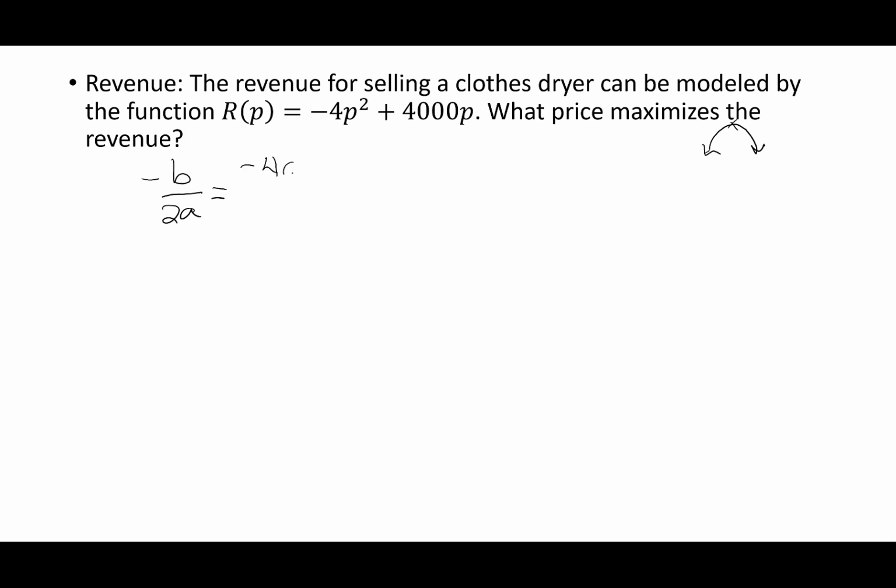So I have negative 4,000 over 2 times negative 4. I have 4,000 over 8. So I canceled the negatives and I multiplied 2 by 4. This says 500. This gives me the price. If it happened to ask you for the revenue, you would just plug it back in.